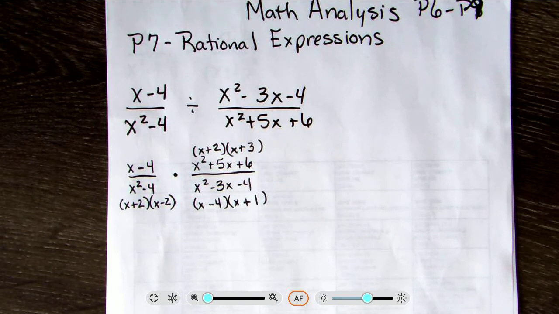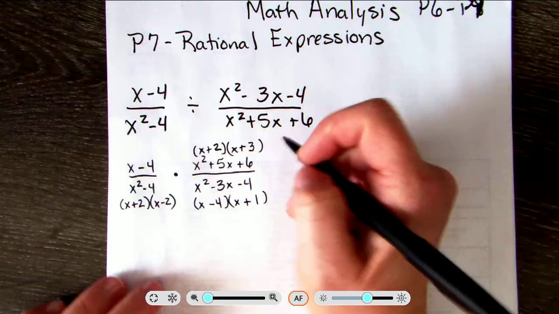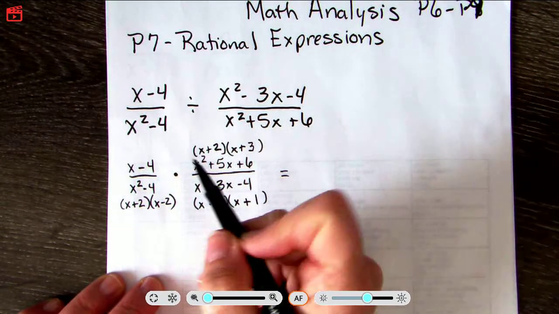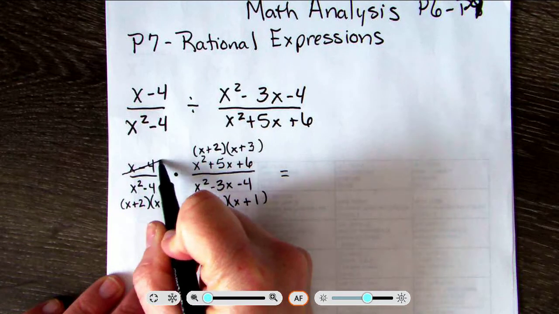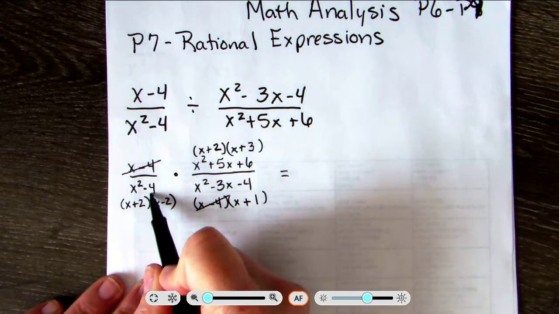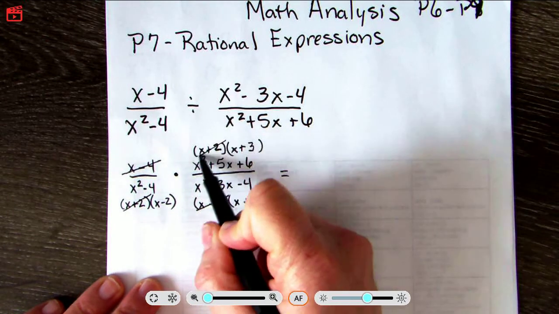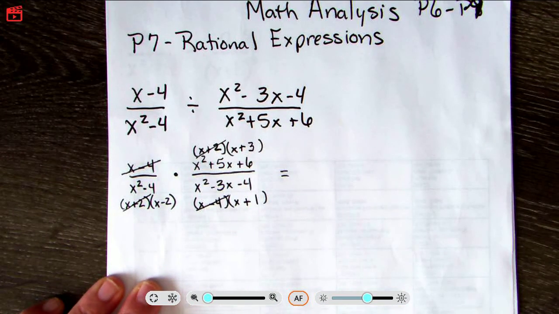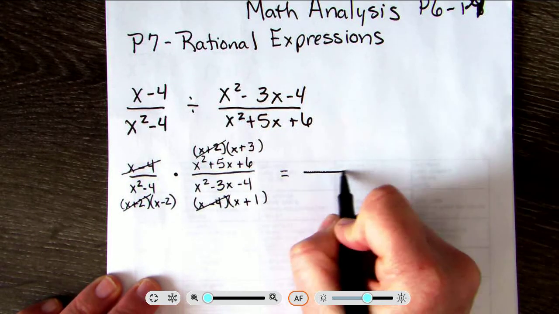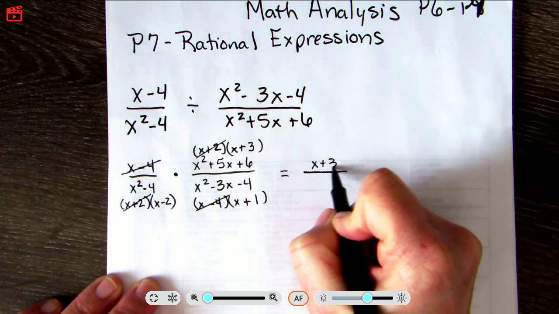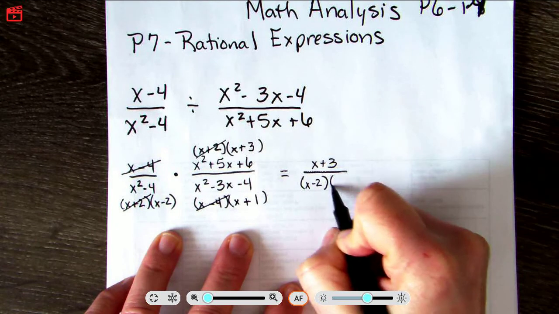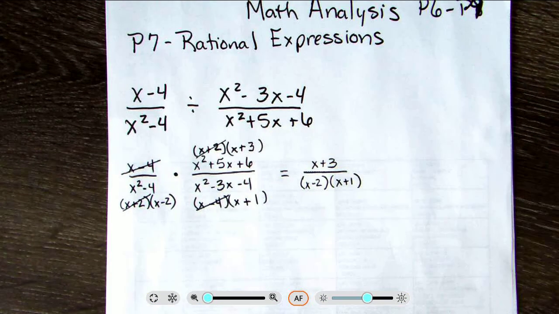All right, so now I am going to reduce by canceling my like factors. So in a numerator and a denominator, here this x minus 4 with that x minus 4. This x plus 2 with this x plus 2. And what I have left in the numerator is my x plus 3. In the denominator, x minus 2 and an x plus 1.